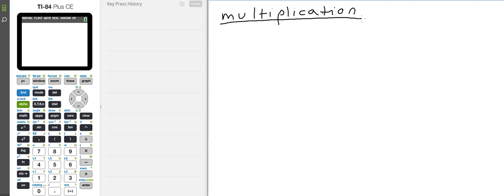Let's say we have two rational numbers. Let's say we have 7 times 8. 7 times 8 is 56. It's a rational number. We have two rational numbers, we multiply them, and we get another rational number.